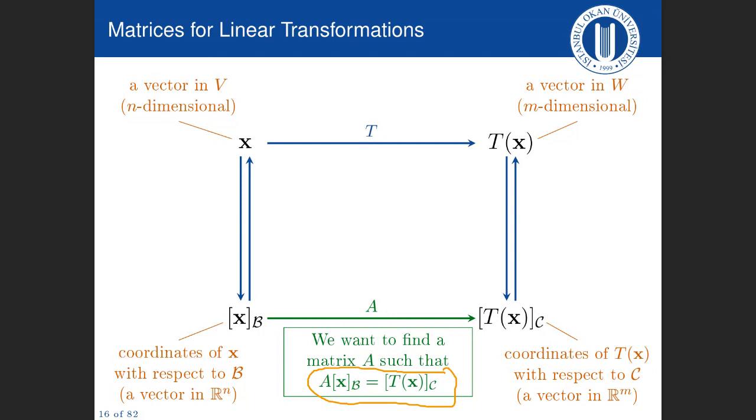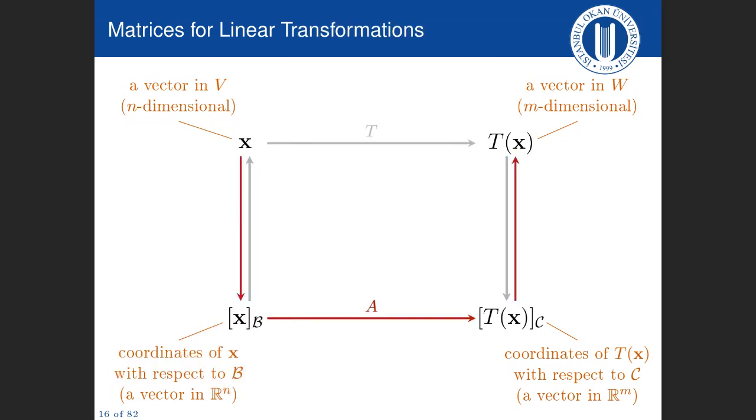And if we can do that, then instead of doing T, we could do it this way. If we're starting at x and we want to finish at T of x, we could go from x to its coordinates, and then from its coordinates for x to the coordinates for T of x. And then if we know the coordinates for T of x, then we know T of x. So instead of just doing T, we could do these red arrows.